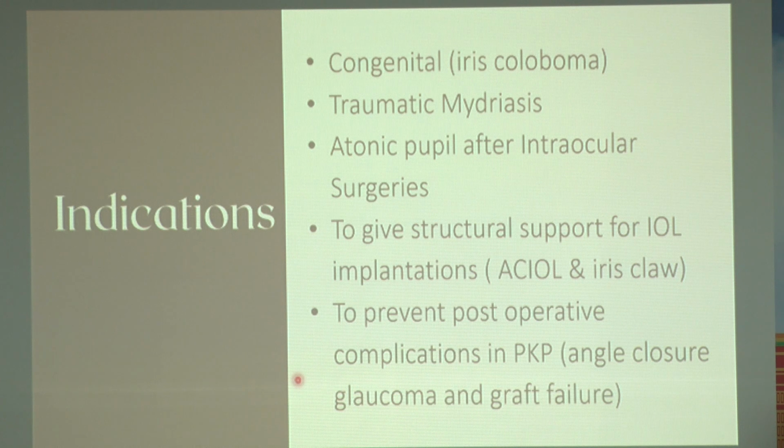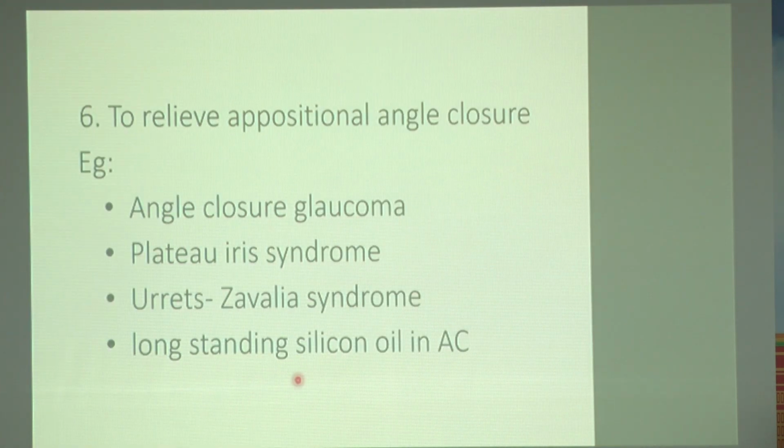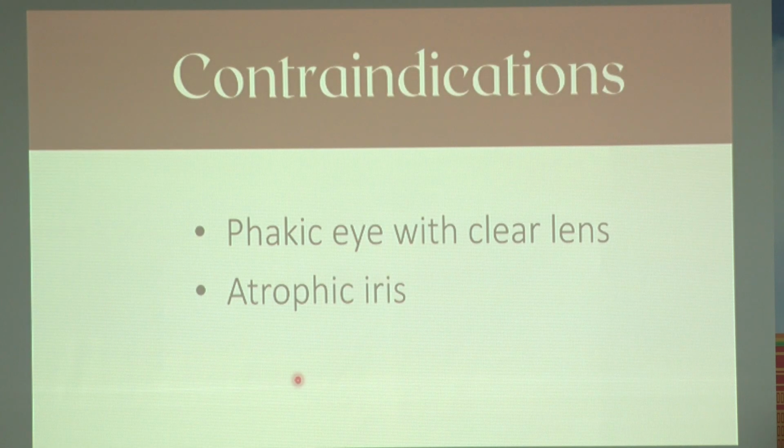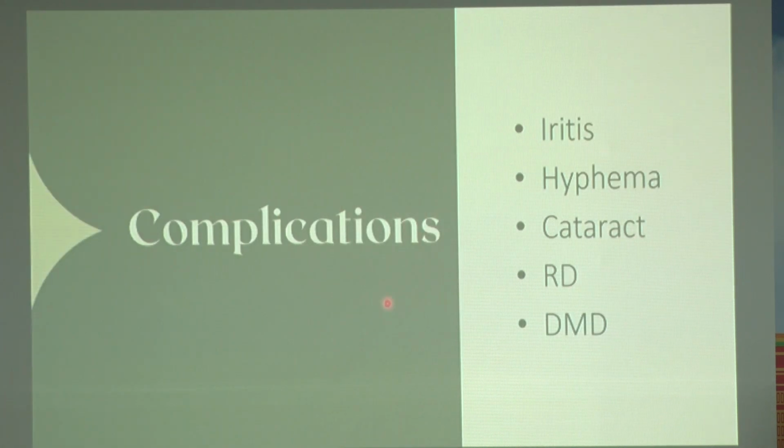There are lots of indications for pupilloplasty. I am not going into the details. The contraindication is a phakic eye with a clear lens, because there are chances that we will touch the lens and it will lead to cataract formation, and also in cases of atrophic iris. These are the complications.